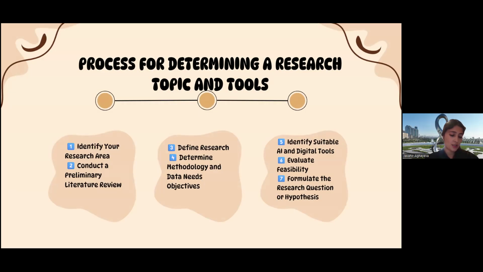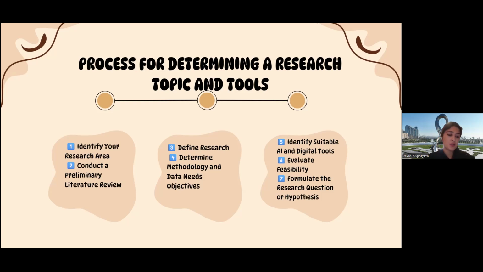So another point about today's topic is the process for determining a research topic and tools. As you see, I mention here the first point: identify your research area. It's really very important. It was really well mentioned by Dr. Marwa. I would like to briefly add more about the first part. It means that in the first step, we need to reflect on our field's prior knowledge and the current challenges. Another is to consider the gap existing in literature or pressing questions in our discipline. Next, conduct a preliminary literature review. Here, we try to explore academic papers, books, and online resources to understand the trends and debates.